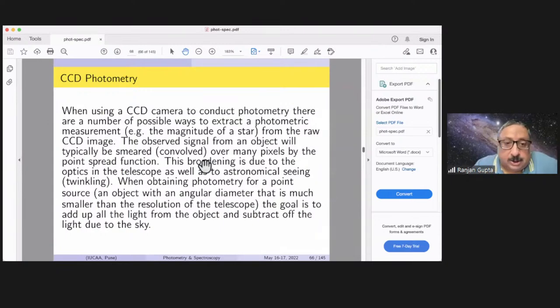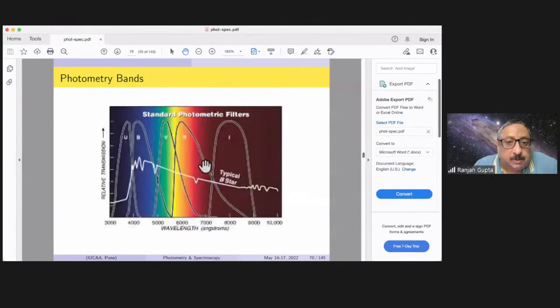Just a little bit about CCD. I will skip some of this text part. And this is the typical standard photometric filters. So what I'm going to do is just, so you can see the colors. This is around the yellow-green region, right, where our human eye peaks.